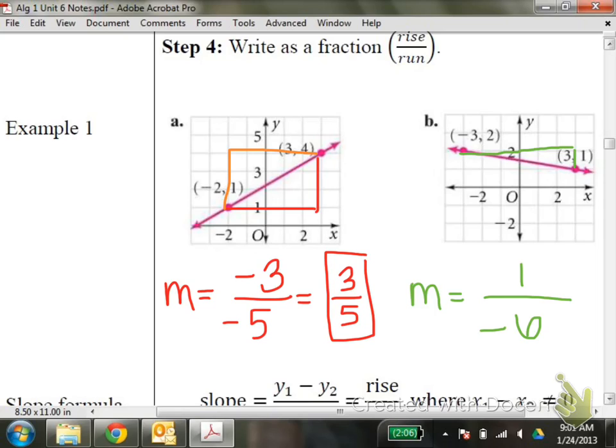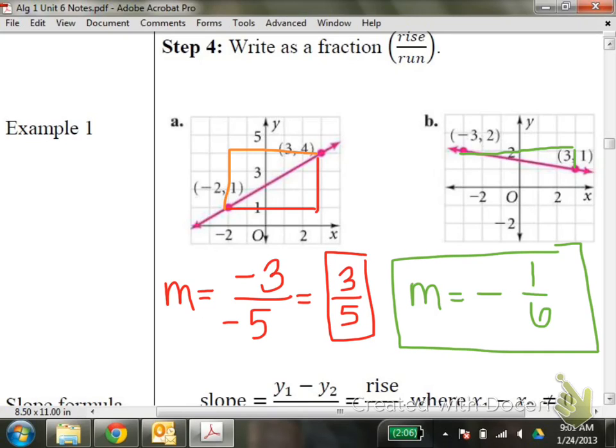Another way that you could write this, if you went the opposite direction and started at the higher point, you could write it negative 1 over 6. Same thing. Or the way that I do it, I just put the negative on the outside, so I write it as negative 1 over 6. It's all the same thing because there's only one negative in there, so it doesn't matter where you put the negative. You could put the negative on top, on the bottom, or on the outside. As long as there's one negative, you're totally good.